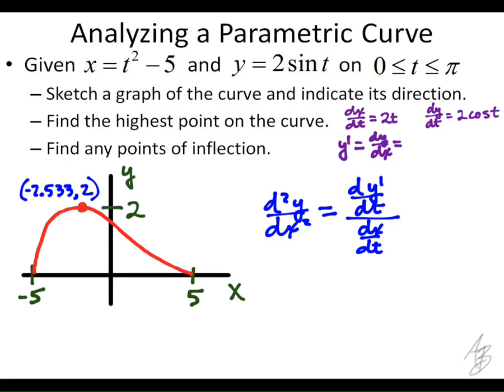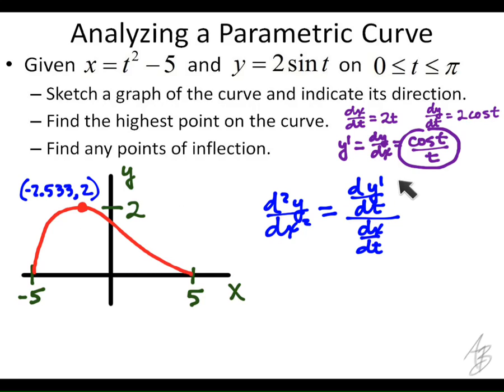Cosine t over t. Yeah. So it's going to be 2 cosine of t over 2t. The 2's are going to cancel. So it's going to be cosine of t over t. So this right here is the first derivative. And actually, we could have used the first derivative here to maximize this also.